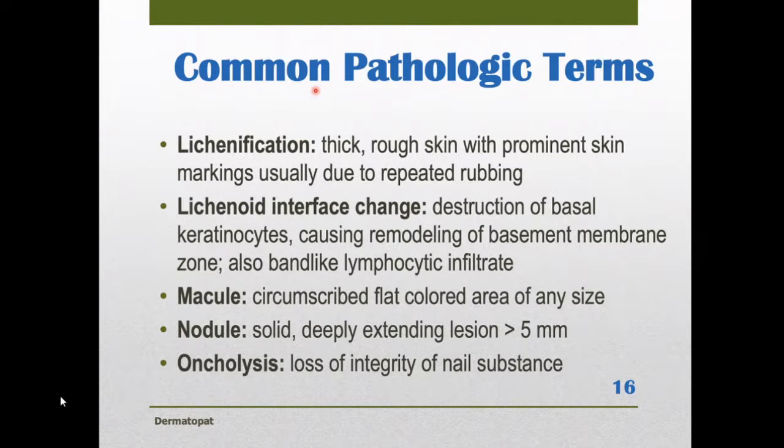So macule is a circumscribed flat colored area of any size. What it means is there is a change in the skin but it is not raised or depressed, with no excavation or ulceration. It is just a matter of color that has changed on the skin or any mucosa. Nodule, of course, you will feel something which is a circumscribed mass. Onychorrhexis, there is a loss of integrity of the nail. Onycho here refers to the nail. So rrhexis, disruption.